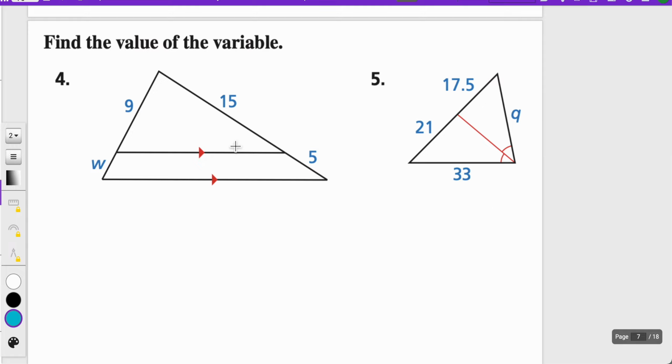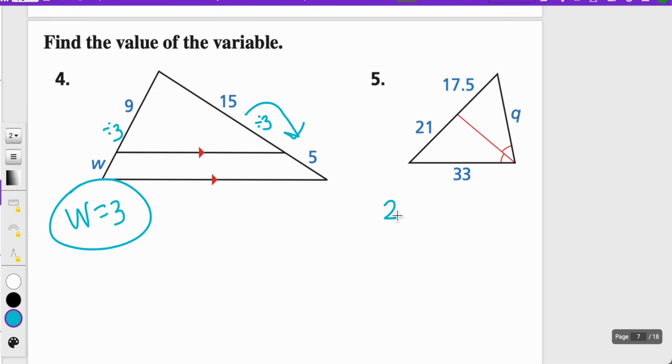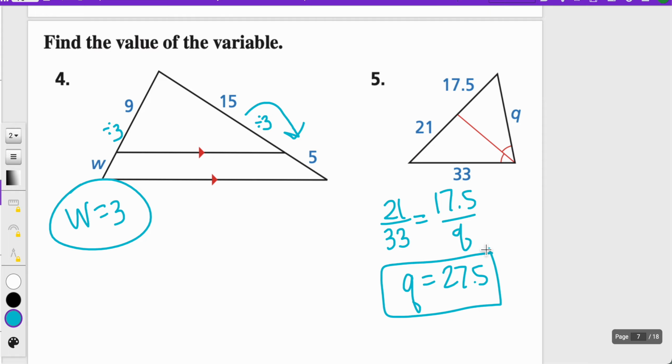For number 4, when I find the value of the variable, I just saw quickly 15 can be made into 5 if I divide by 3. So 9 divided by 3 gives me my answer. W is equal to 3. For number 5, what I did is I ended up setting up a proportion. 21 over 33, and then 17.5 over Q. When I cross multiply and divide, I get Q is equal to 27.5. Okay?